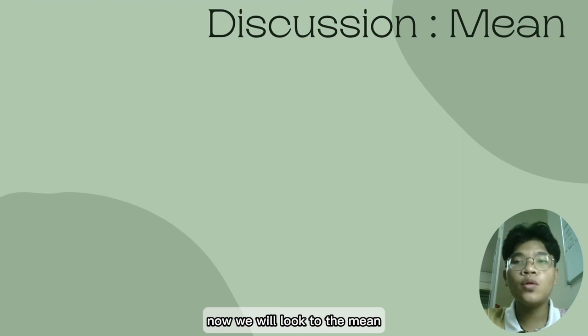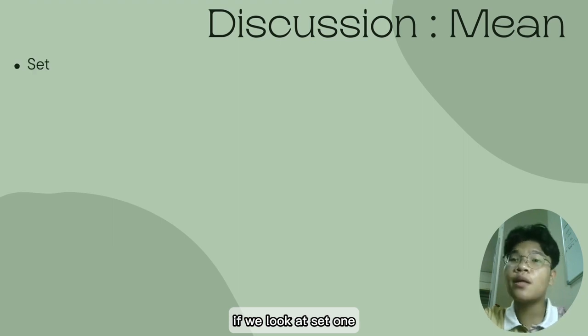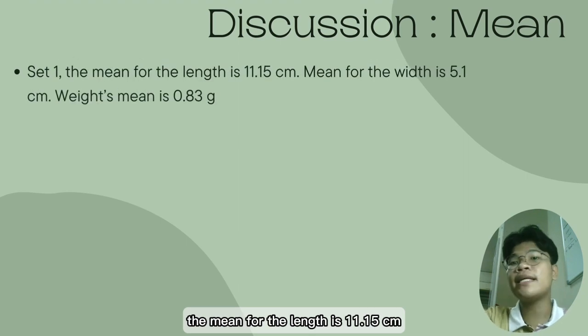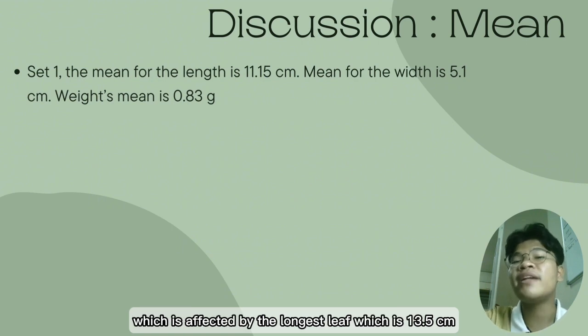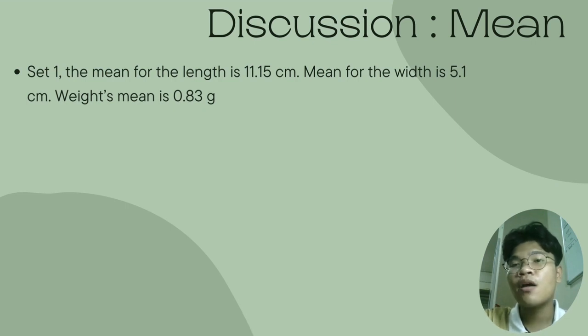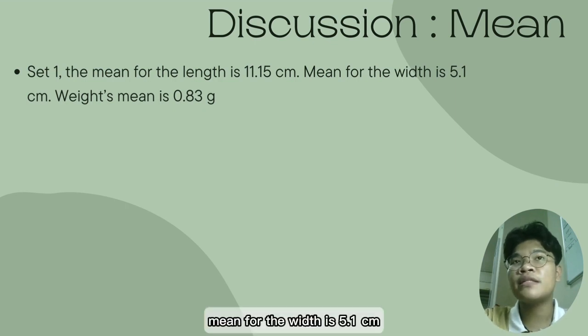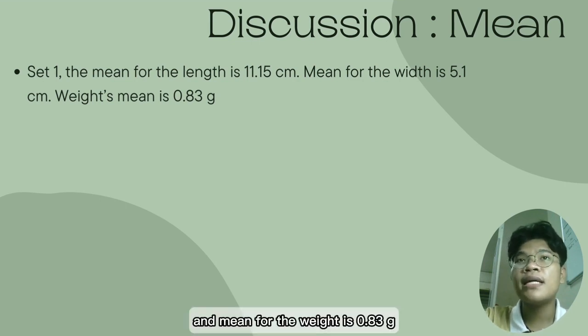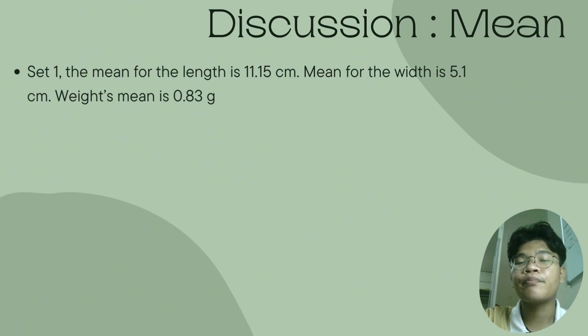Now, we will look at the mean. If we look at set 1, the mean for the length is 11.15 cm, which is affected by the longest leaf, which is 13.5 cm. The mean for the width is 5.1 cm, and the mean for the weight is 0.83 gram.